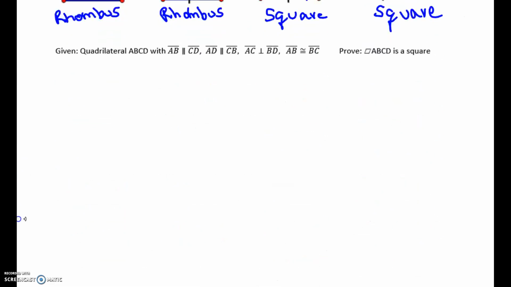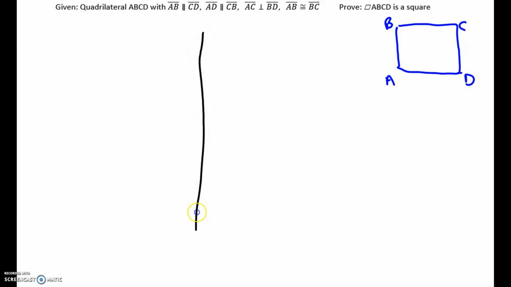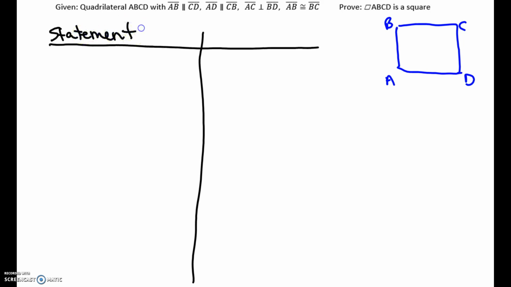All right, now we're going to do a proof, okay? And in order to do this proof, clearly I need to draw a picture because they didn't give me one, so I can get an idea of what we're looking at. I have A, B, C, D. And remember, we have to prove three things. I'm going to build my structure here in black with statement and reason.